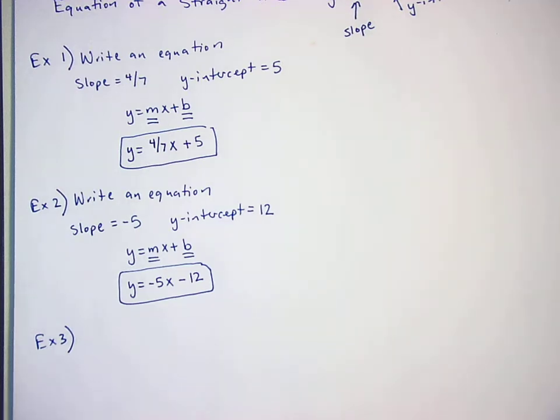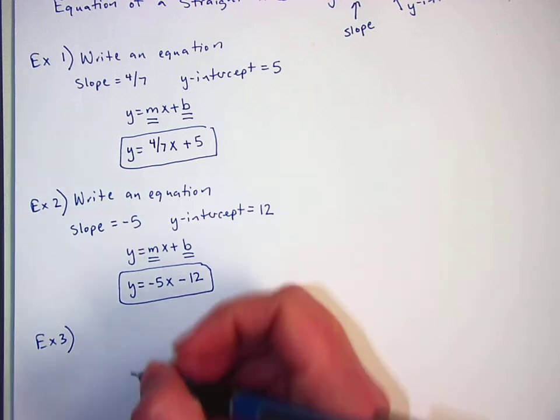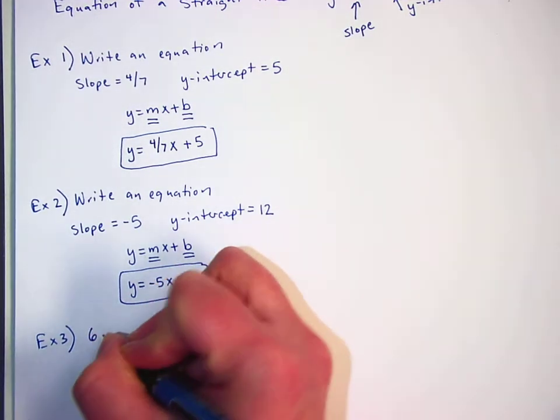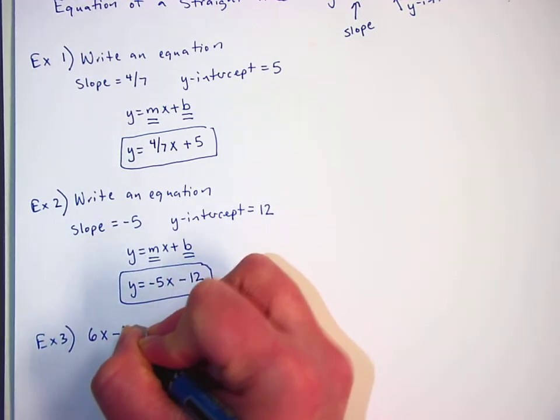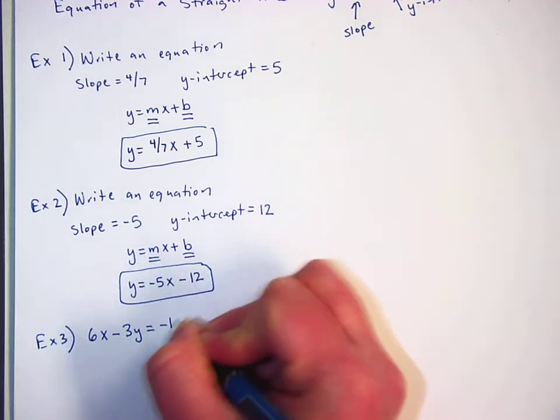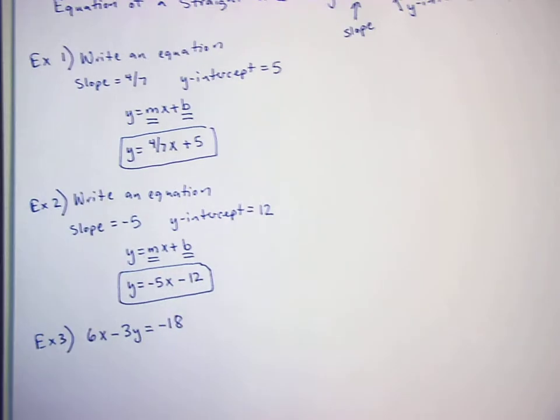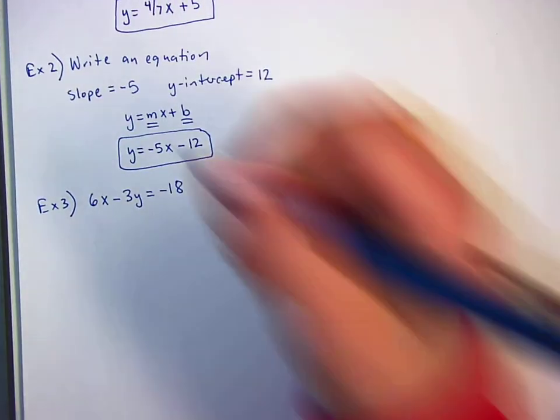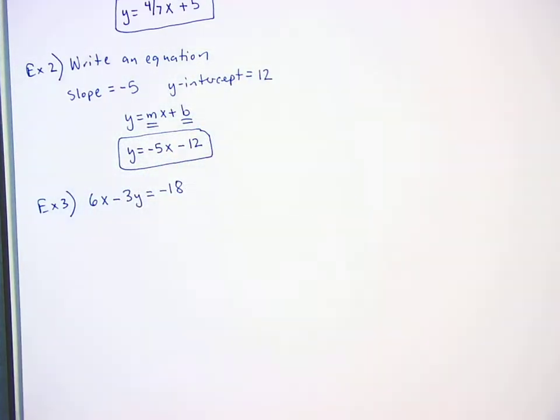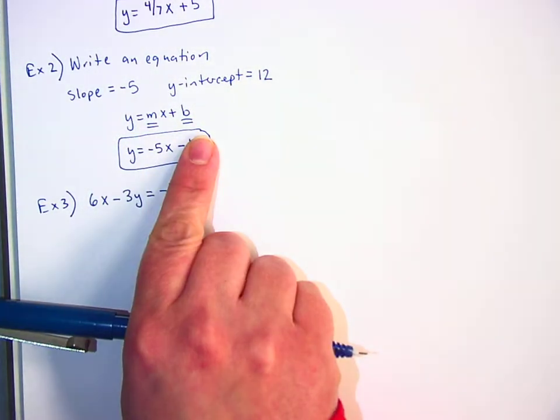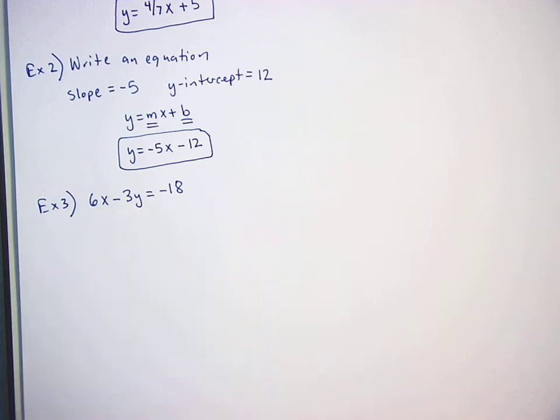Now, sometimes when you're writing an equation, it is frustrating because you want to make it look like y equals mx plus b, but it doesn't already look like that. So here's an example of that. If you have something that looks like this, 6x minus 3y equals -18. That doesn't look like y equals mx plus b. And remember, m is going to be a number and b is going to be a number, but it should look like y equals something, right? And this one doesn't. The y has a lot of stuff on this side.